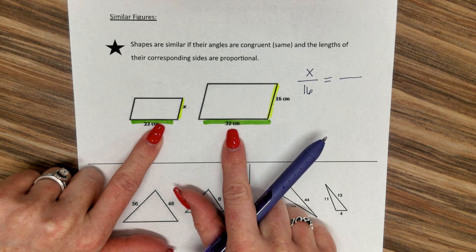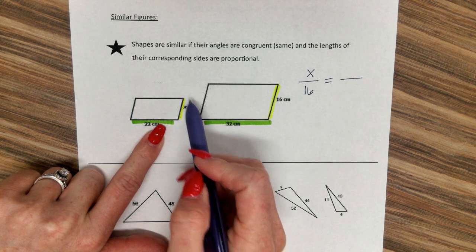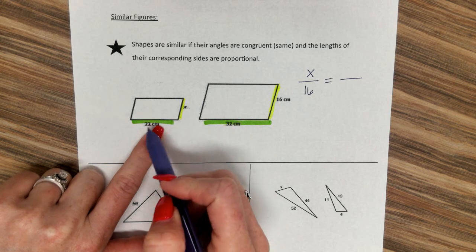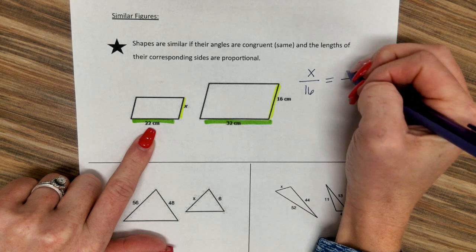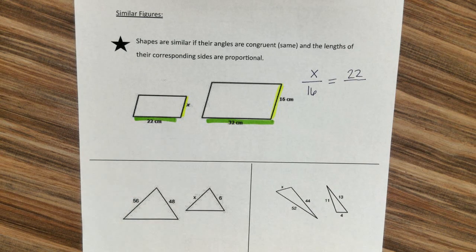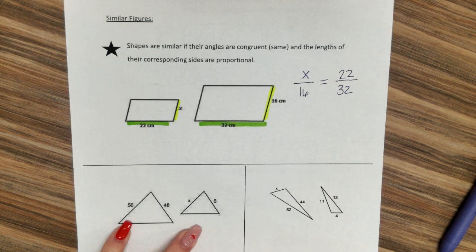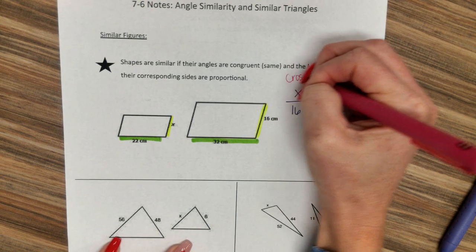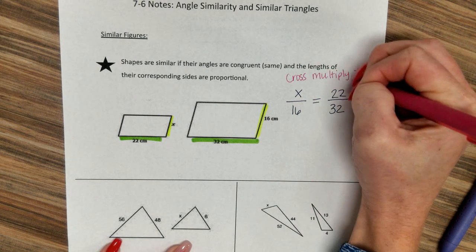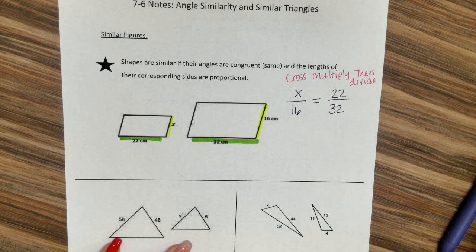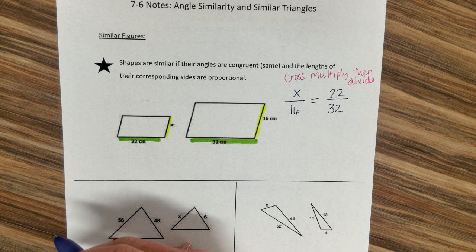My ratio is not true anymore because I chose to put X on top and X came from the small one. Then I have to put 22 on top because it came from the small one. So 22 would go on top. What would go on bottom? 32. How would you solve this? Cross multiply, then divide. Now, if you want to set it up like a box, you absolutely can. It's totally up to you.